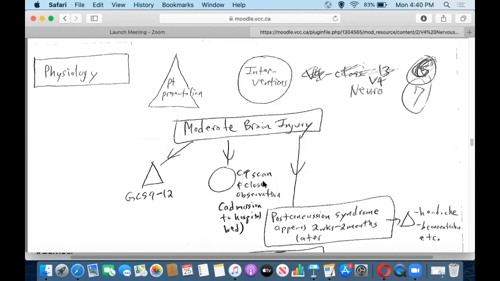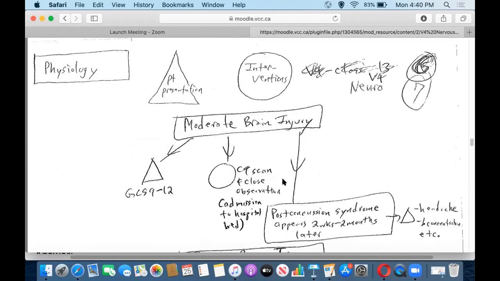Now, if someone comes to you, they emerge and have a GCS of 9 to 12, that's quite a bit lower. They're definitely going to get a CT scan. They're going to be kept overnight, and they're going to be observed by a nurse. They'll probably have a one-to-one, or very, very often the nurse will come in and check on them, wake them up, check their GCS, all that kind of stuff. They need to really watch out for up to 2 months.